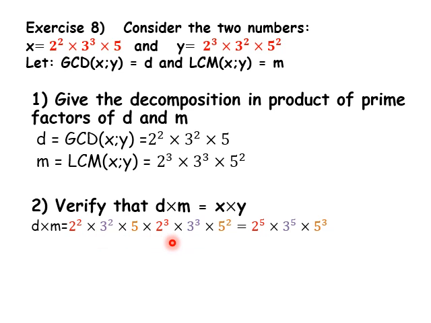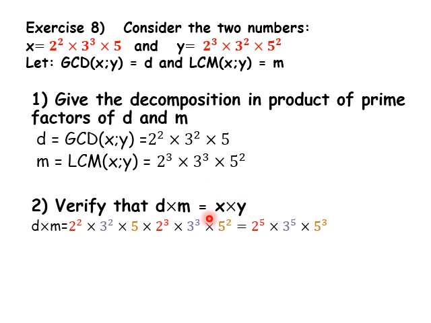Again, 3 squared and 3 cubed: I write 3 and add the powers. 2 plus 3 is 5. Then we have 5 times 5 squared. 5 is repeated 1 time and 5 is repeated 2 times, so it's 5 multiplied by itself 3 times, so I write 5 to the power 3. Again, there is no need to calculate the final answer. Keep it as a product of prime factors. Here we find d times m.